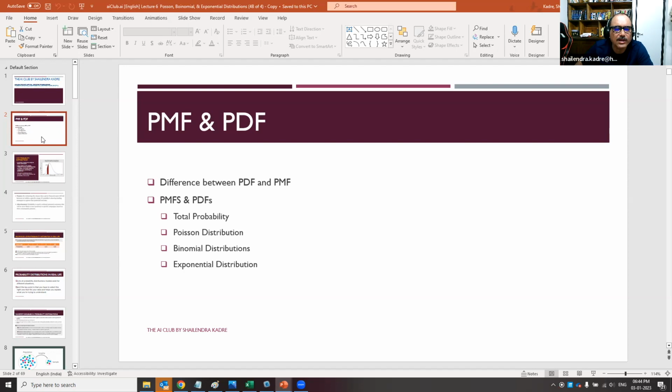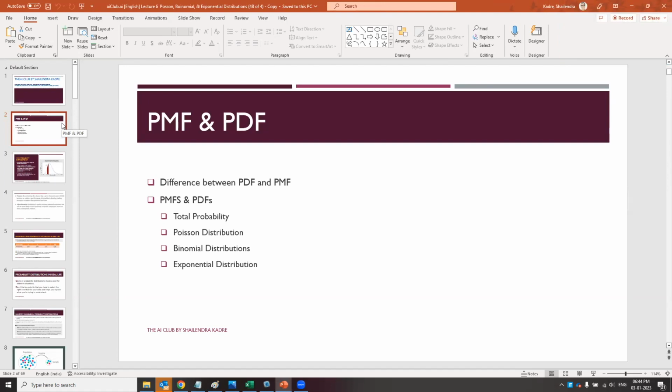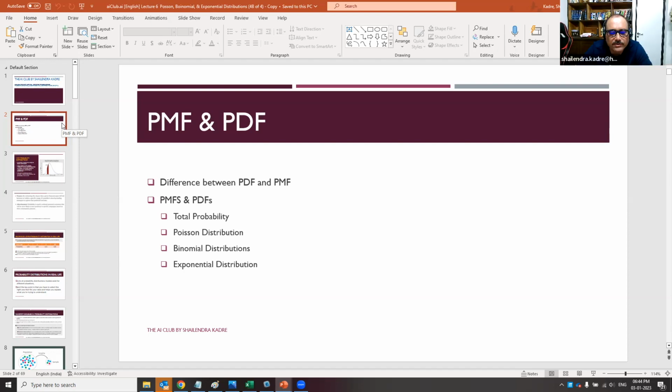Before I close, I ask you this question again: what is the difference between PDF and PMF? We just discussed it at the start of this class. Student: For continuous and discrete calculation. Which is for continuous? PDF, and PMF for discrete, right? Yes. And what is a continuous number and what is a discrete number? You understand that also.